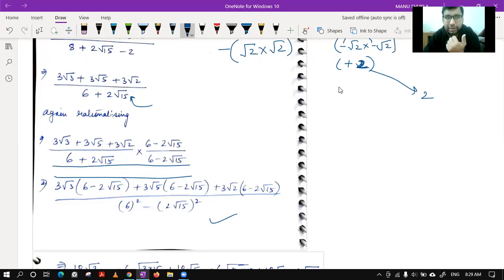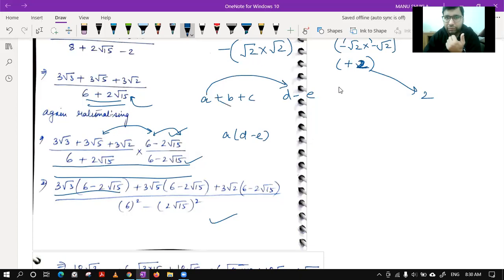So we can see I have multiplied with 6 minus 2 root 15 in the denominator and the numerator. And now the question comes, how to multiply these two. We have three terms, suppose A plus B plus C. And here we have two terms, suppose D minus E. So what have I done? I have multiplied A with this complete thing. You can see I have done A into D minus E. Then I have taken this plus sign. Then I have done B into D minus E. Then I have taken the plus sign. Then I have done C into D minus E. Is this step clear to everyone?